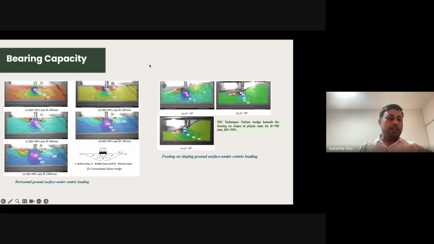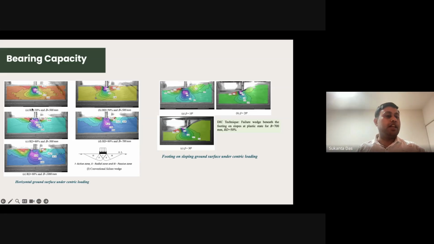We all know Terzaghi's and Meyerhof's conventional theories, very early, and their great contribution. Even though they didn't use digital image correlation and other tools, their great efforts developed the basic understanding of wedge failure and the failure mechanism on flat ground, like a horizontal ground surface. So first, I try to see what we can obtain from the flat ground. Then I will see what is going on inside the sloping ground.